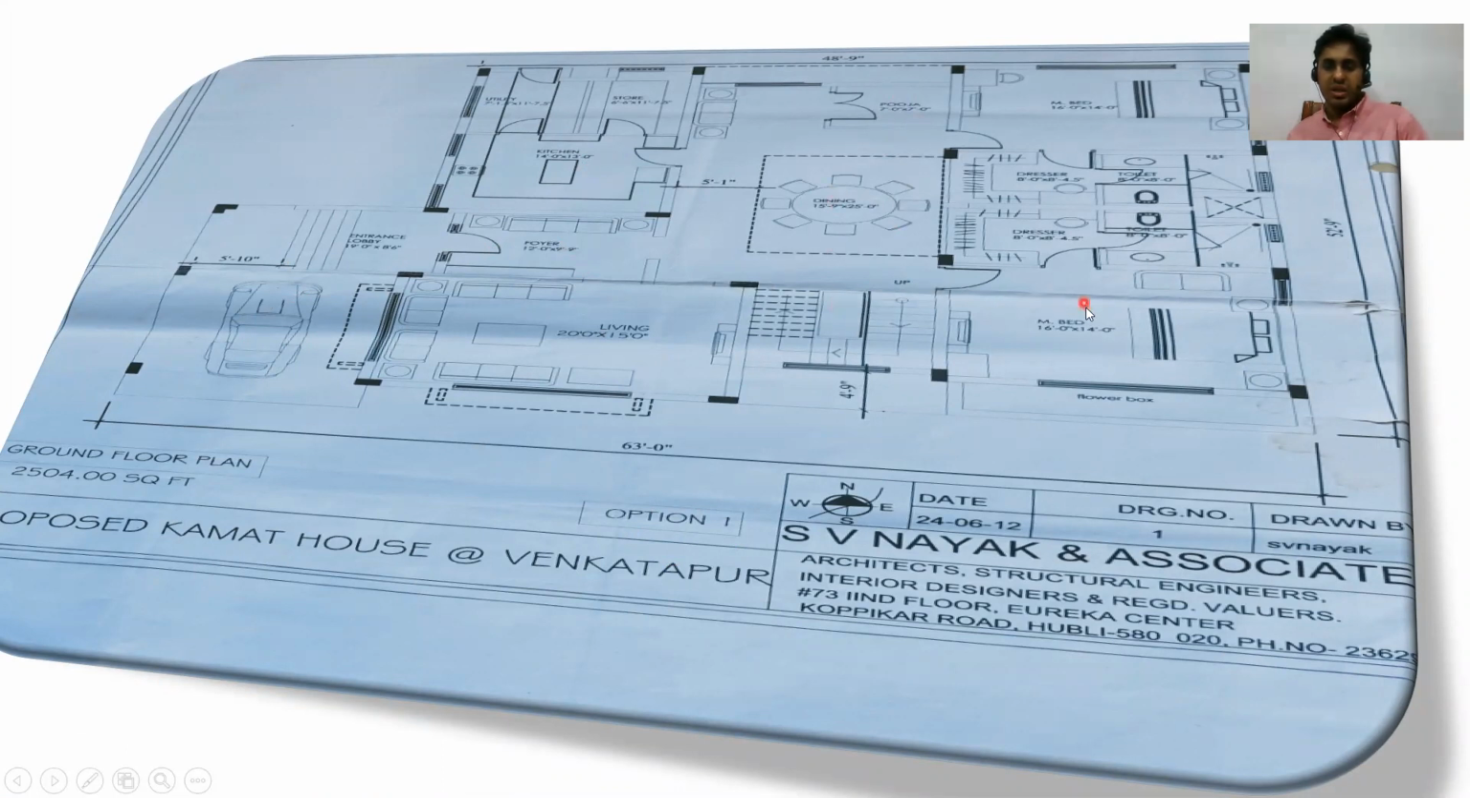From here you make an entry to the bedroom. Then you have an attached dresser and an attached washroom. Similarly, from here you make an entry to the bedroom. You have an attached dresser and a toilet. This is option 1.